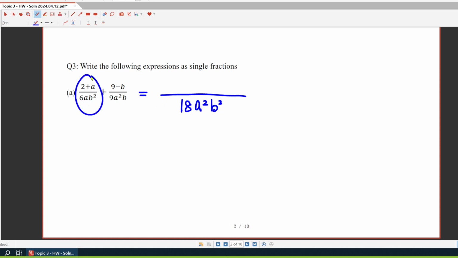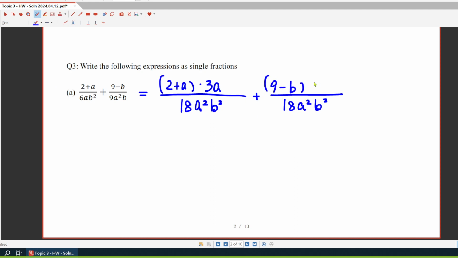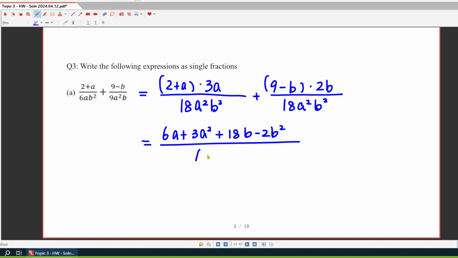So if we convert the first fraction using the denominator 18a squared b squared, you need to multiply by 3a here, right? Plus, if you rewrite the second fraction using the denominator 18a squared b squared, then we need to multiply the numerator by 2b, right? Therefore, we have 6a plus 3a squared plus 18b minus 2b squared over the common denominator, which now is 18a squared b squared. You get it?